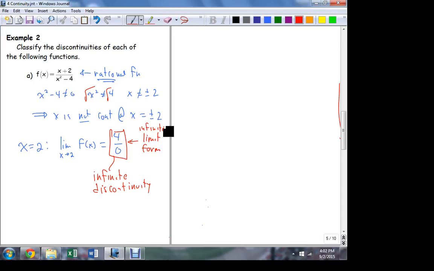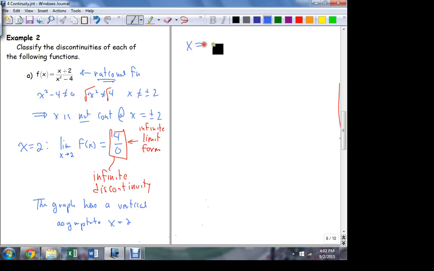So what do I know about the graph of this function at the point where x is 2? What am I going to see? I'm going to see an asymptote. So there's a lot of information about this function. It's got an infinite discontinuity at 2, and that means that the graph has a vertical asymptote. Okay. So the first discontinuity is infinite.